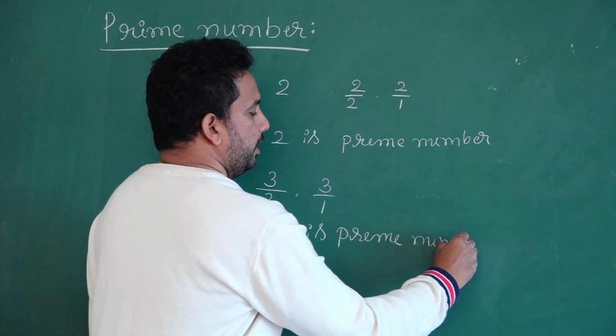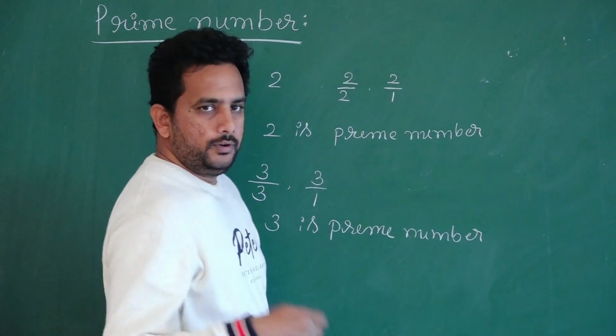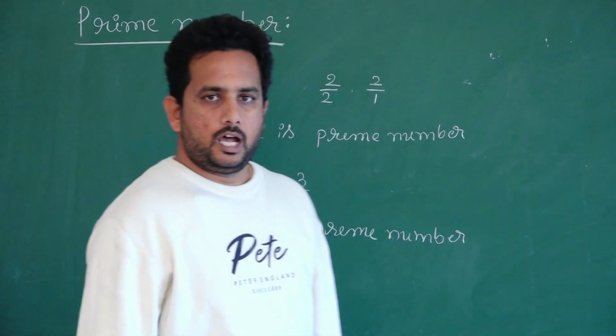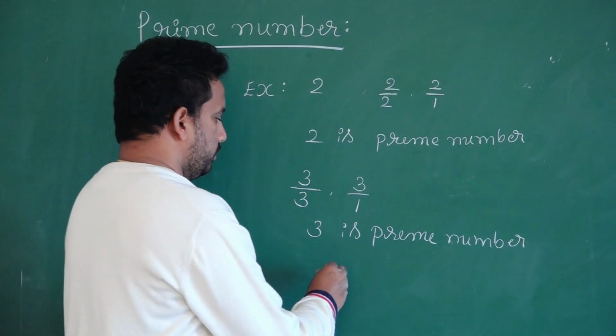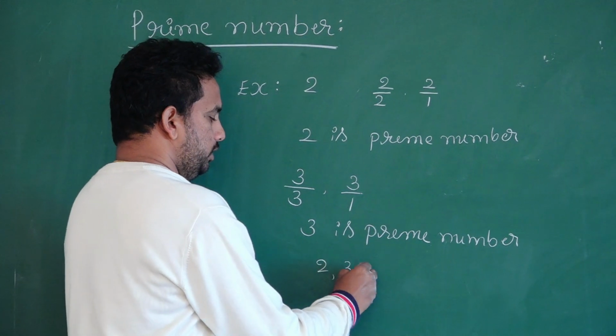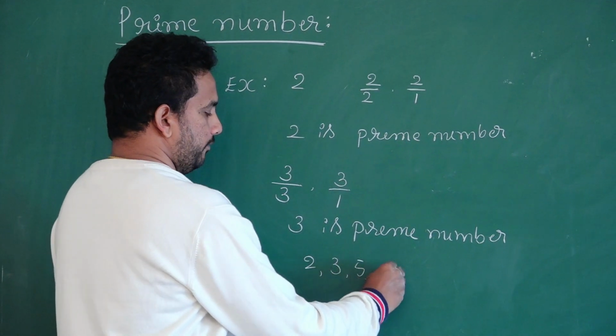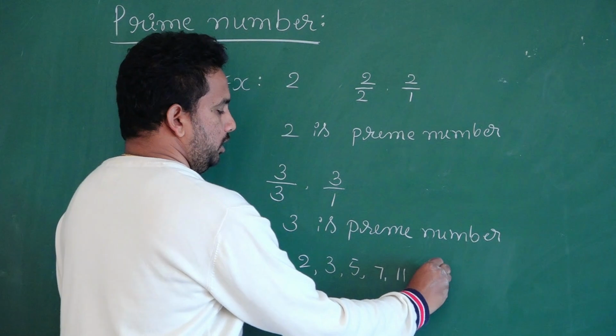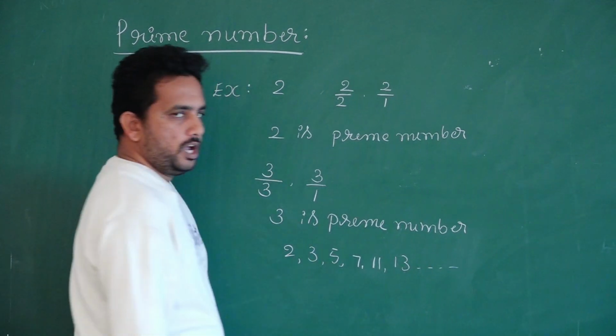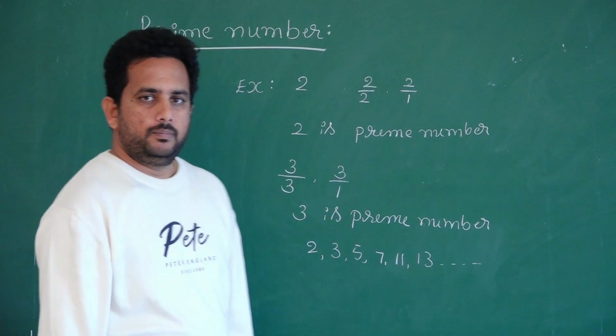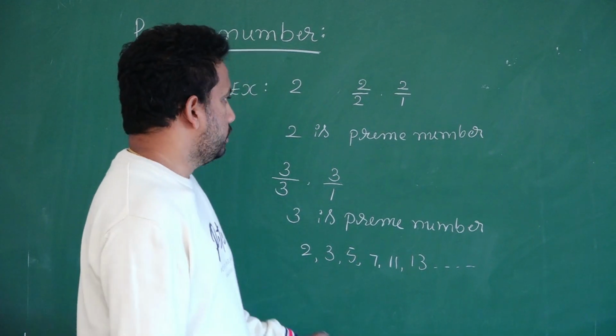And how many prime numbers do we have? There are infinitely many prime numbers in the number system: 2, 3, 5, 7, 11, 13, and so on. Like this we have an infinite number of prime numbers. Do you understand what a prime number is?